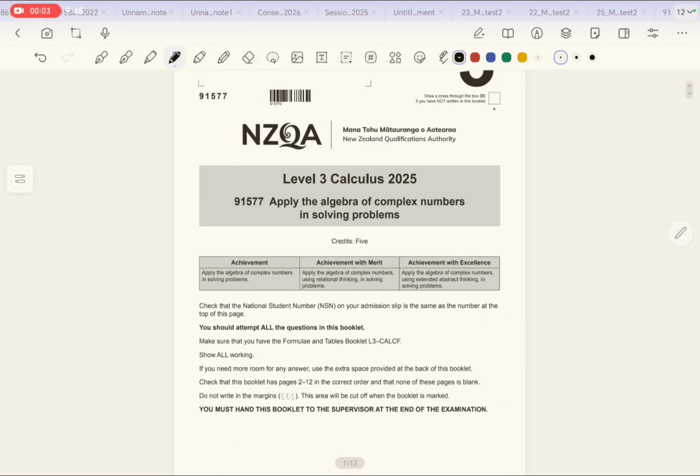Hello everyone, in this video we'll be going through the NCEA Level 3 Complex Number past paper from 2025. Last year the cut score for excellence was 20 out of 24 for this paper.